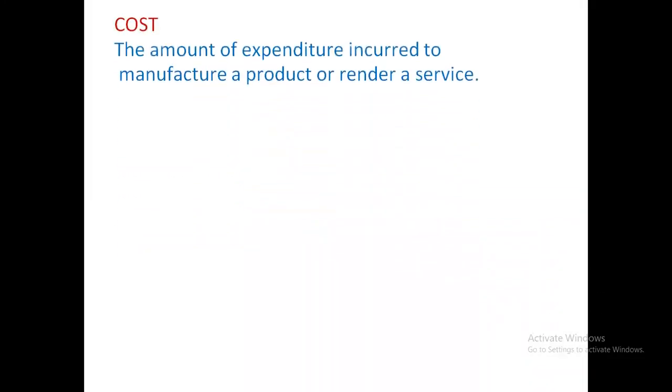So what is cost? The amount of expenditure incurred to manufacture a product or render a service is known as cost. If you are manufacturing a product or rendering a service, you have to find out the cost in order to fix the selling price. So, how much amount we are spending to manufacture a particular product is known as cost.